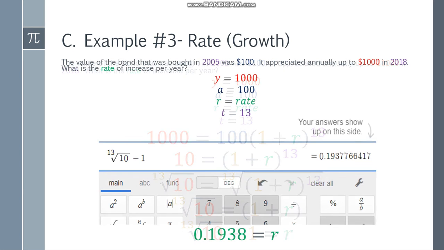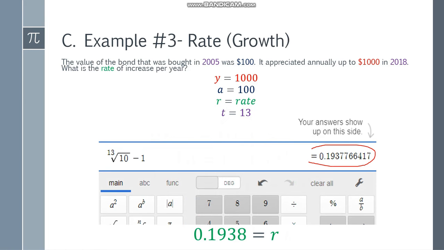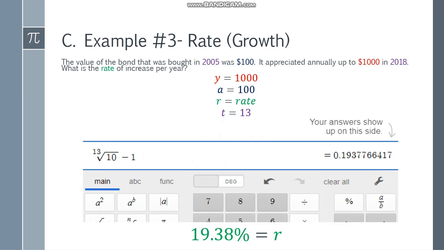Input it in your calculator, the 13th root of 10 minus 1, and you will get 0.19377664617. You will just take 4 decimal points, 0.1938. And to change it to percent, just multiply it by 100 and add the percent sign: 19.38%.